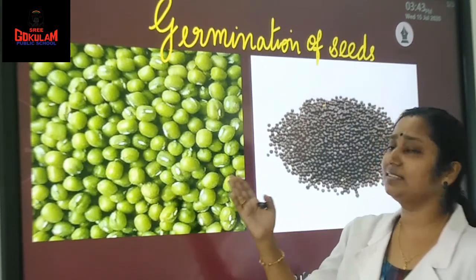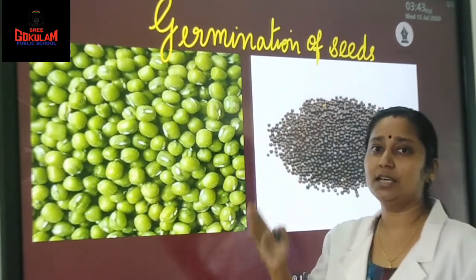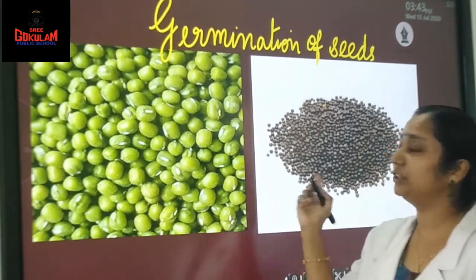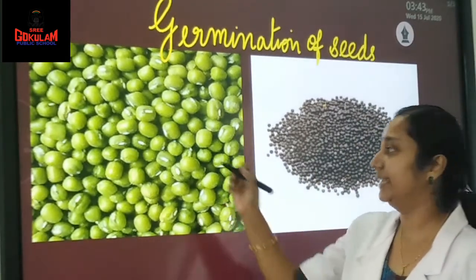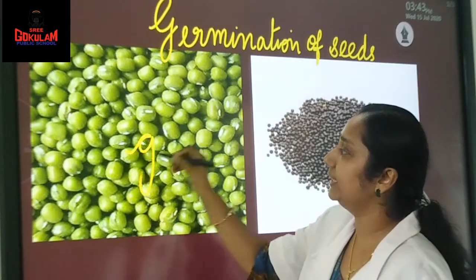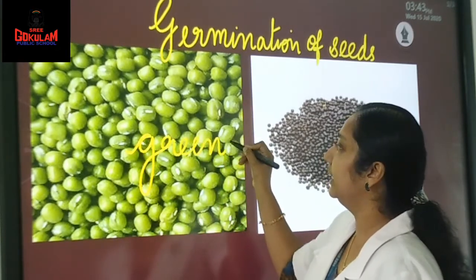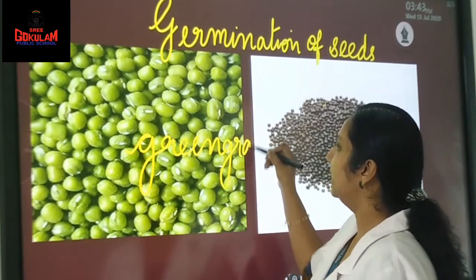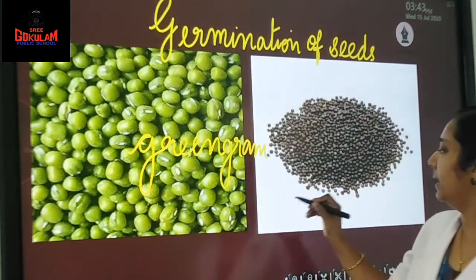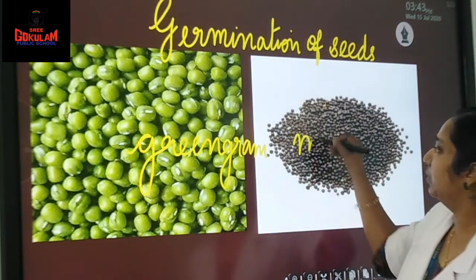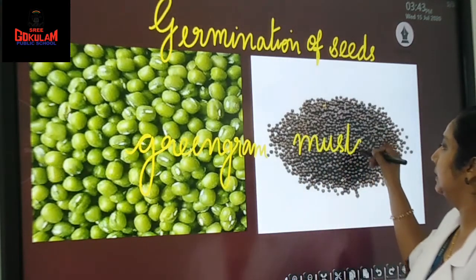Okay? Now you can see a picture on the board, right? You can see two pictures. What are they? This is green gram. And what is the next picture? This is the mustard seed. What is it? Mustard.